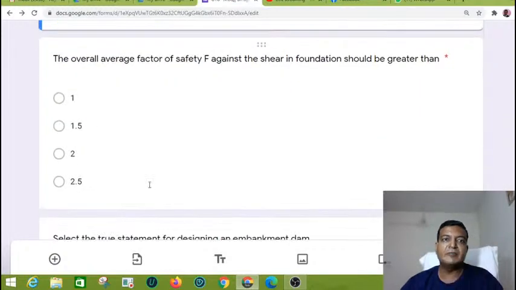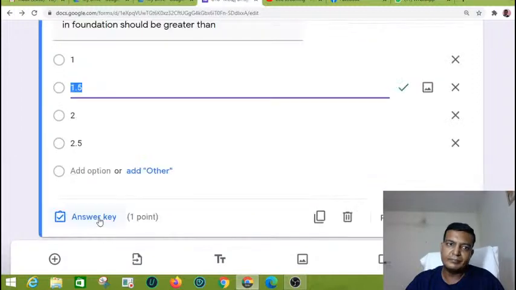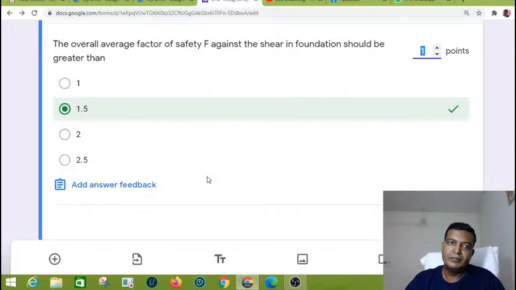Next question. The overall average factor of safety F against the shear in foundation should be greater than, overall factor of safety should be greater than almost 1.5 times. It is in generalized format. So the answer is 1.5.